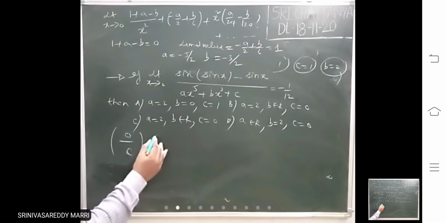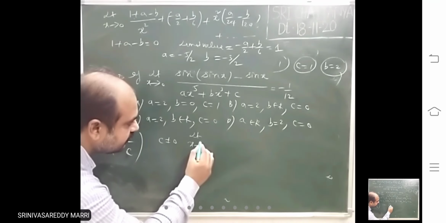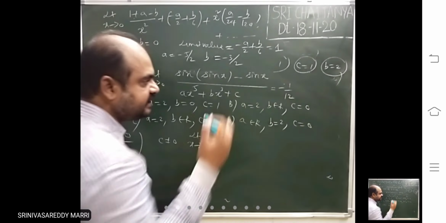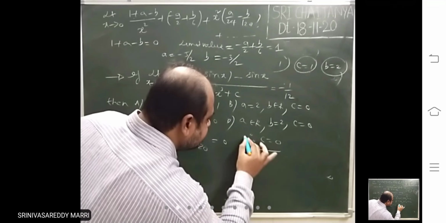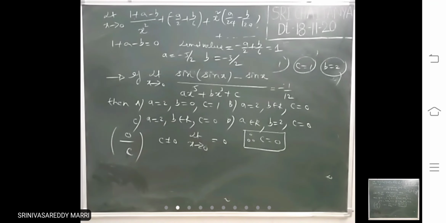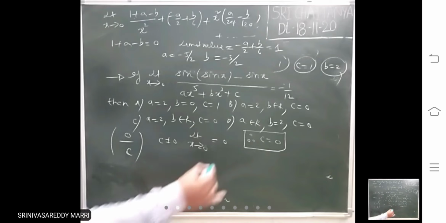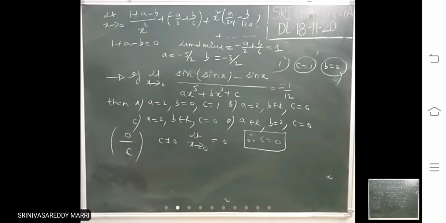If this C is not equal to 0, then what happens? The limit value will be 0. Suppose C is, let us say, 2. Then this limit will become 0 by 2, the limit value will be 0. But the given limit value is minus 1 by 12, that means C must be 0. Because if C is not equal to 0, any value is there, this limit value is not minus 1 by 12, you will get 0. But it is given as minus 1 by 12, that means C not equal to 0 is false. Therefore, C must definitely be 0. In the first step itself, you can say C must be 0.